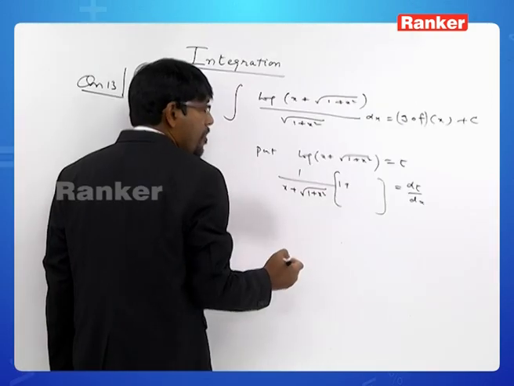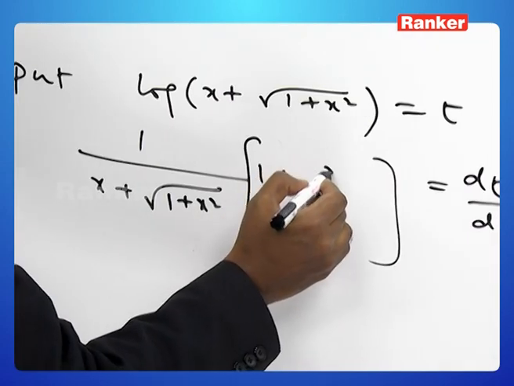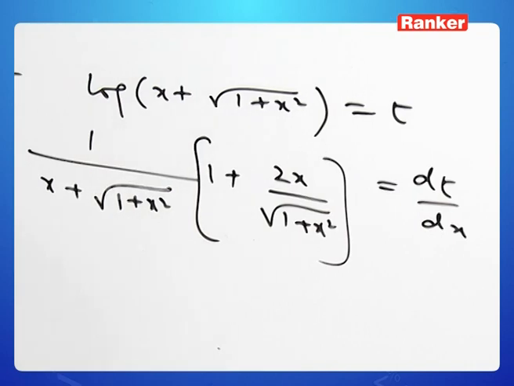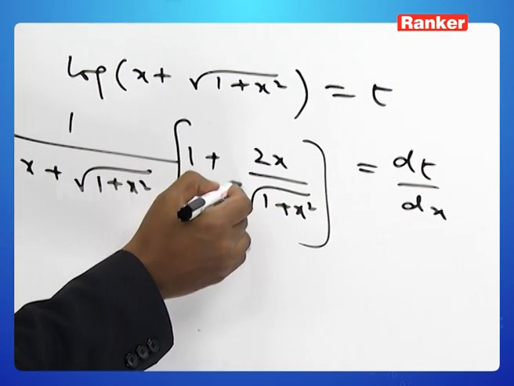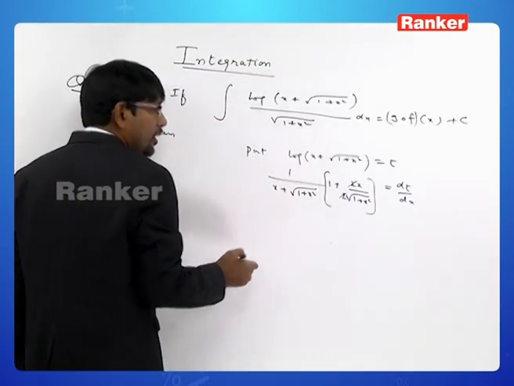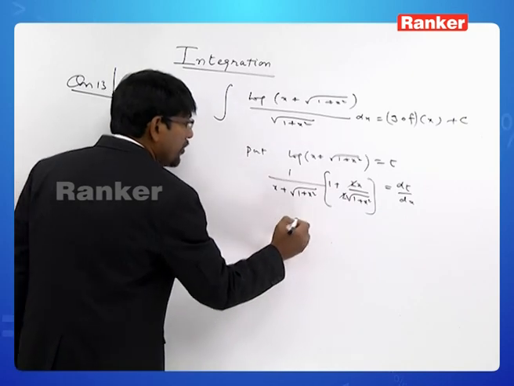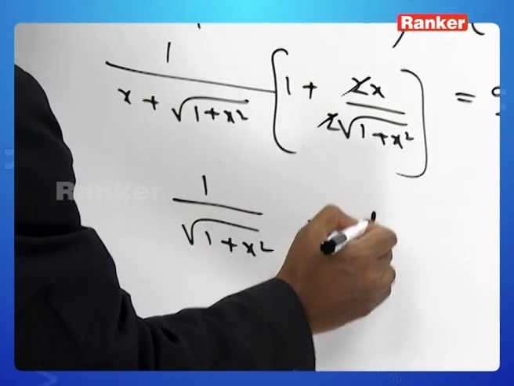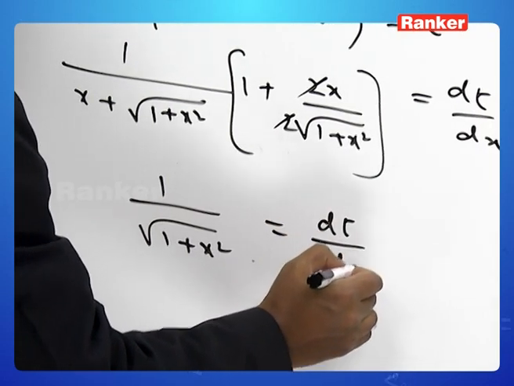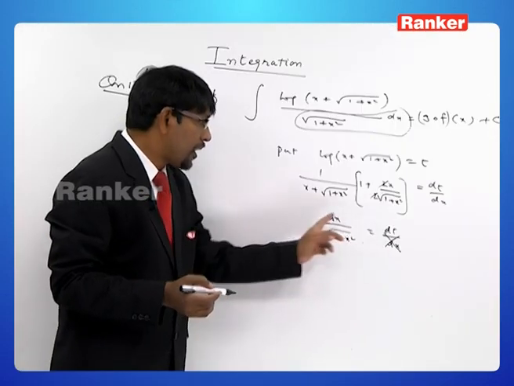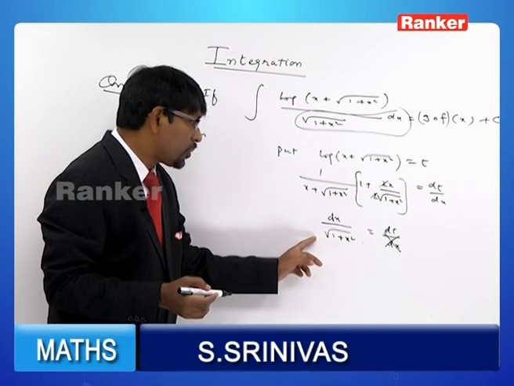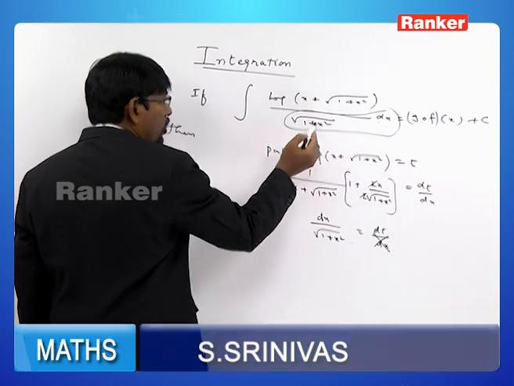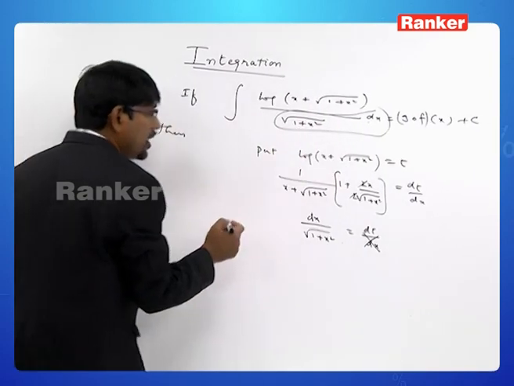1 plus 2x by root over 1 plus x square, 2 cancels, and what do you have here? Turns out to be 1 by root 1 plus x square into dt by dx. Now, transpose this dx term to the other side, and dx by root 1 plus x square is equal to dt. So, now this dx by root 1 plus x square can be replaced with dt.